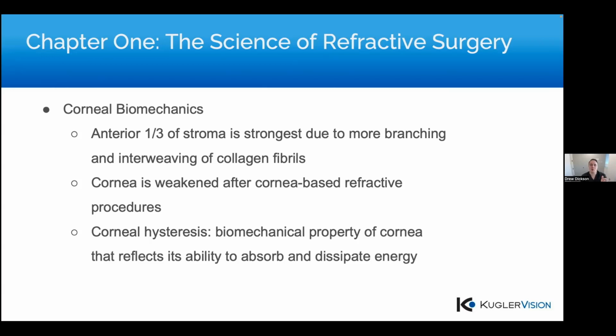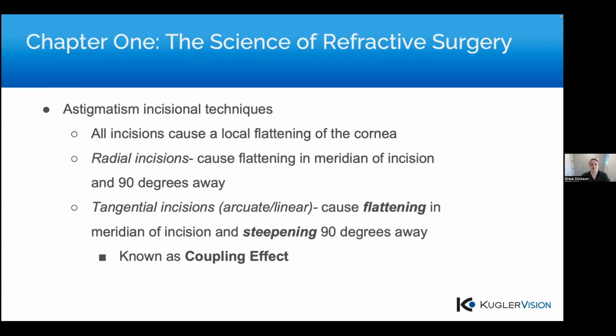So even though we can leave an adequate amount of tissue behind after our surgeries, doing surgery and removing some of that anterior 1/3 can disproportionately weaken the cornea. Corneal hysteresis is a term used to describe the biomechanical property of the cornea that reflects its ability to absorb and dissipate energy. And there's technology out there that's available to actually test that now.